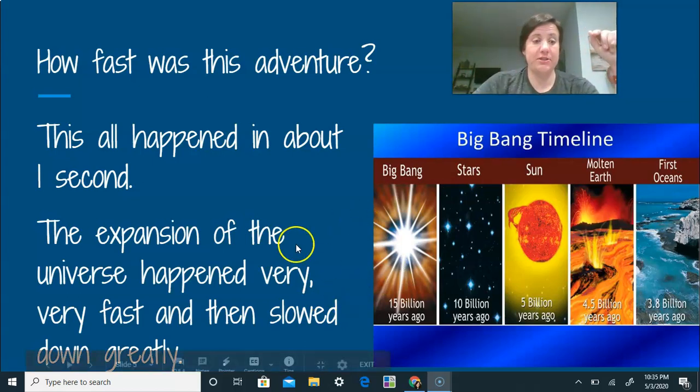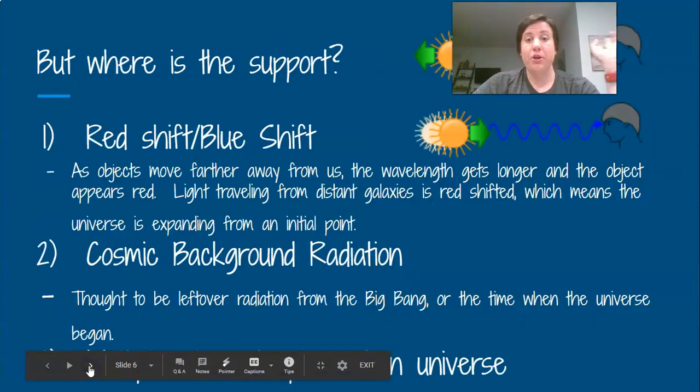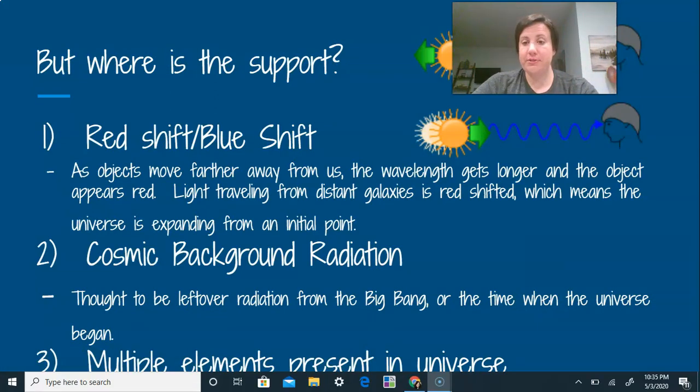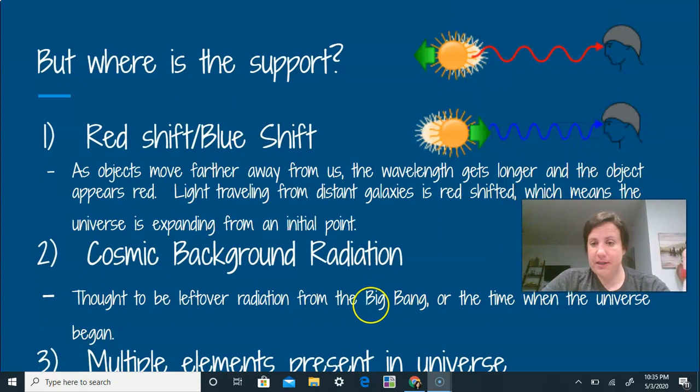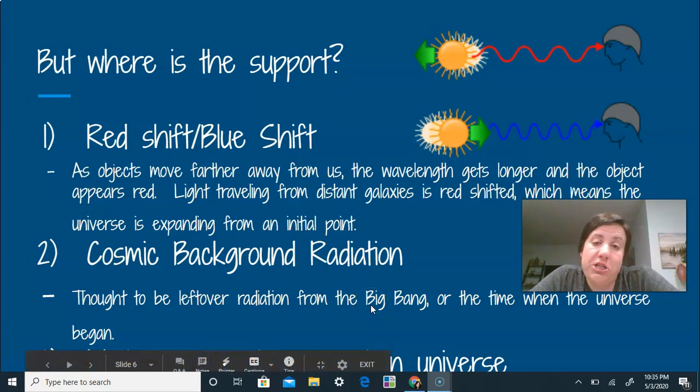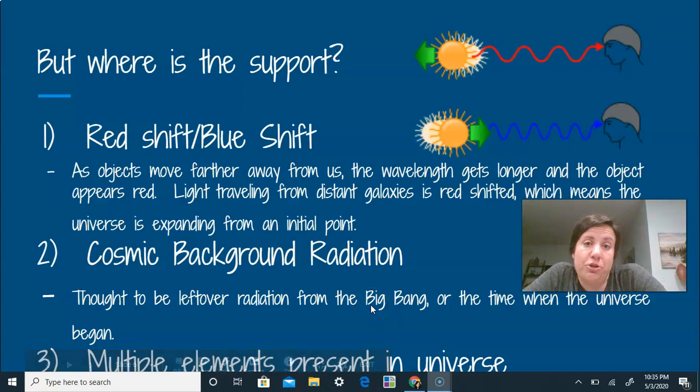And we are going to show support for the Big Bang Theory with these three pieces of evidence. First of all, you have the red shift and the blue shift, but we are more so looking at the red shift. We've talked about the electromagnetic spectrum and the wavelengths. Blue light has a shorter wavelength, as you can see in the picture here. When things move away from us and those wavelengths get longer, then objects are going to appear red to us. So as something is farther away from us, the object is going to appear more red.